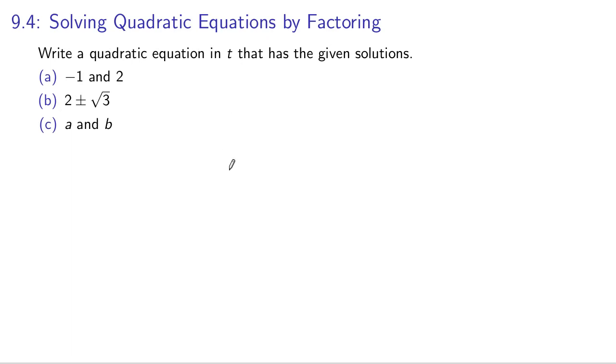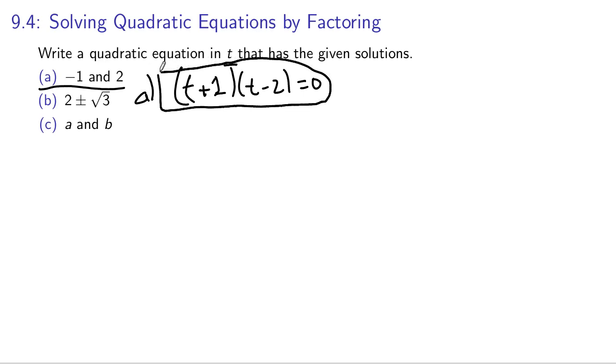Write a quadratic equation in t that has the given solutions. So let's start with A. And remember, we have to do a variable in t. So the given solutions would give t minus negative 1, times t minus 2. Now, is that the only possible answer? No, because we could have any value for a and still have the same zeros. There are many quadratic equations that have this solution, so we just have to write one of them. That was part A.